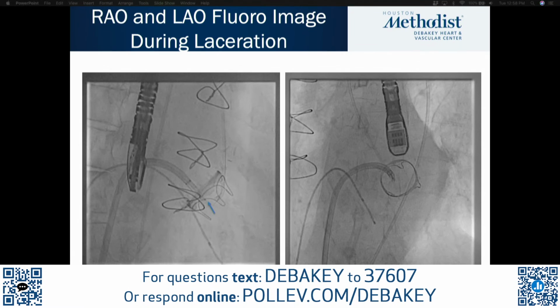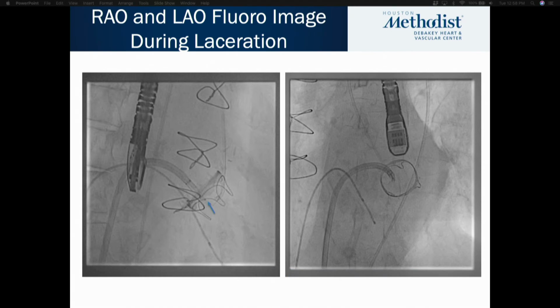Next are the RAO and LAO fluoroscopic images during the laceration. So after the transseptal puncture is performed, the Agilis catheter is positioned, and then a balloon wedge end-hole catheter was floated through the mitral valve prosthesis, then through the LVOT, the aortic valve, and into the aorta. The purpose of the balloon wedge catheter is to protect the subvalvular mitral apparatus.